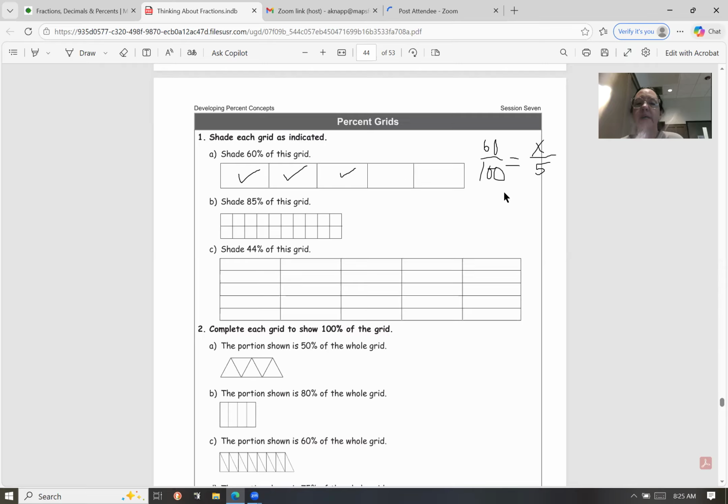You also could set up a proportion. 60% means 60 out of 100. And then this grid has 5 sections, equals X over 5. Now to solve that, you could think 100 divided by what is 5? Well, 100 divided by 20. So you could do 60 divided by 20 is 3. So you would have 3 sections shaded. You also could multiply 60 times 5 and divide by 100, and that would also give you 3.